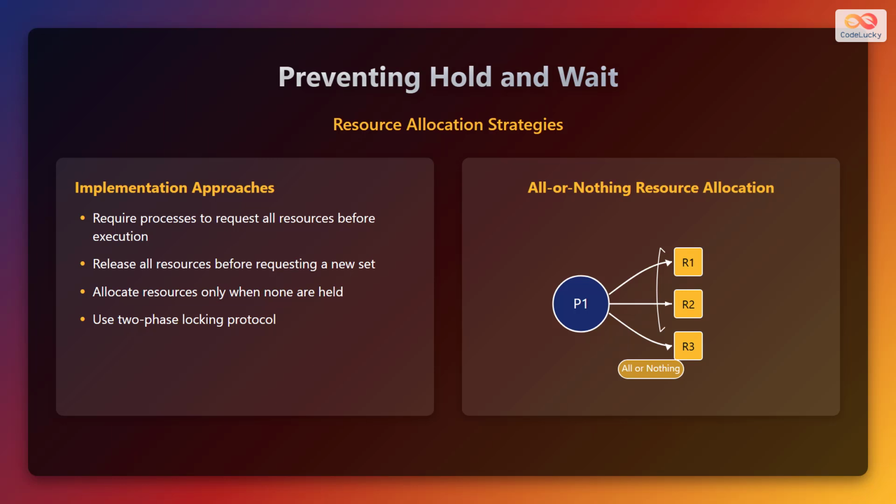Resources can be allocated only when none are currently held, ensuring that processes do not hold some resources while requesting others. Two-phase locking protocol can be used, where a process first acquires all the locks it needs, and then performs its operations, releasing all locks in the second phase.